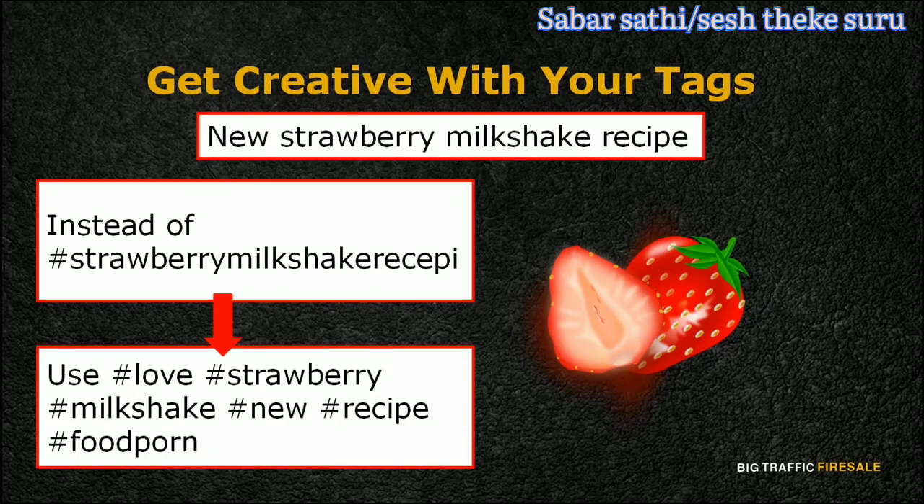So instead of #strawberrymilkshakerecipe typed without spaces, try individual hashtags for each word like #love, #strawberry, #milkshake, #new, #recipe, #foodporn. That way, your hashtag will span across differing word searches instead of one full sentence. It'll be easier for the users to find your posts this way.